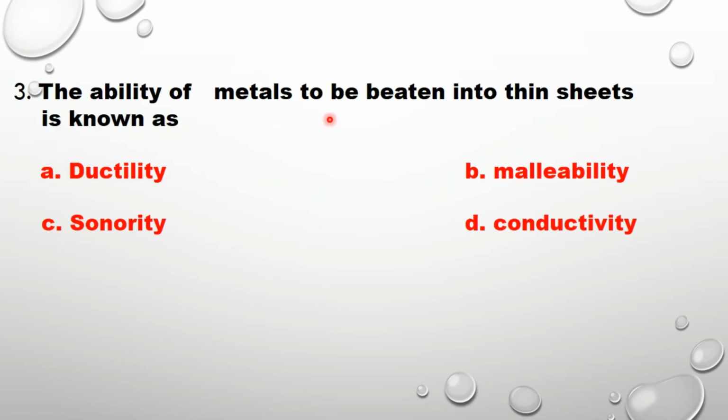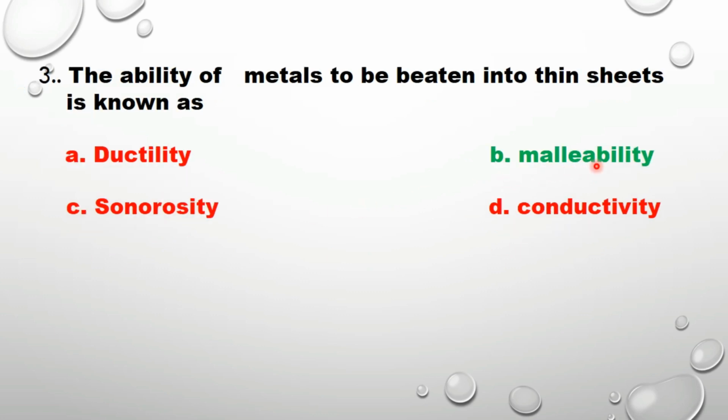The ability of a metal to be beaten into thin sheets is known as option A ductility, B malleability, C sonority, D conductivity. And the answer is option B malleability. Metals beaten into thin sheets is known as malleability, metals drawn into thin wires is known as ductility. Sheets means malleability, wires means ductility.